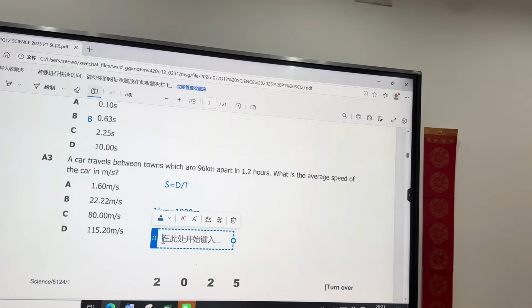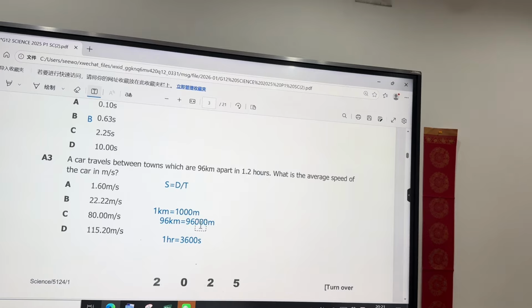So what you should know is that 1 hour is 60 minutes, but you should also know that 1 minute is equal to 60 seconds. So 1 hour is equal to 60 times 60 seconds. Or in other words, 1 hour is equal to 3,600 seconds. So for every hour, you have this number of seconds.